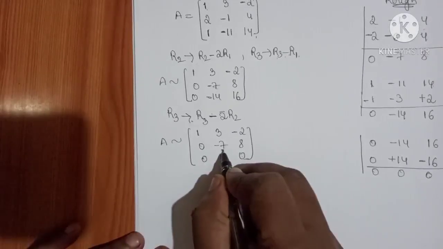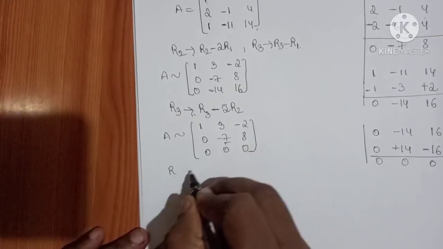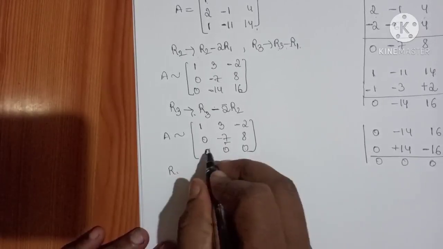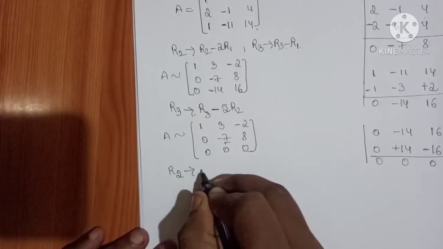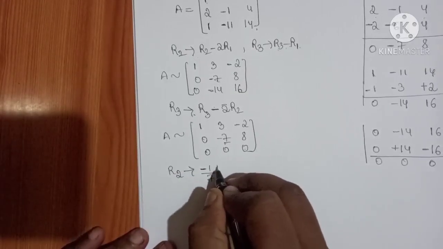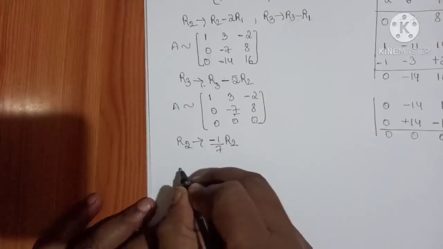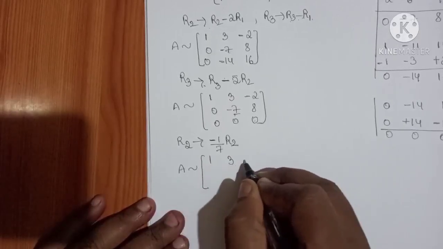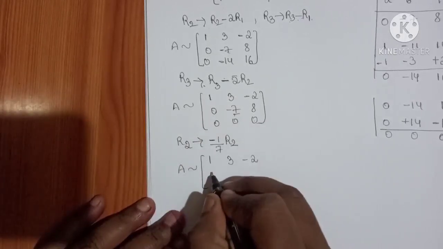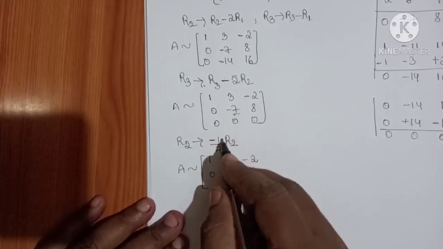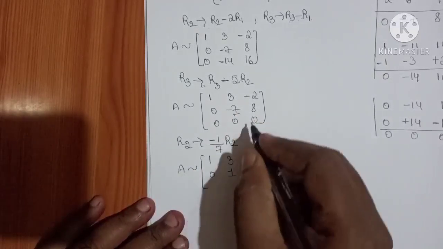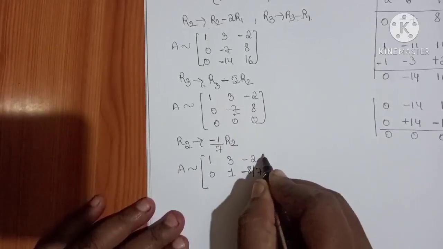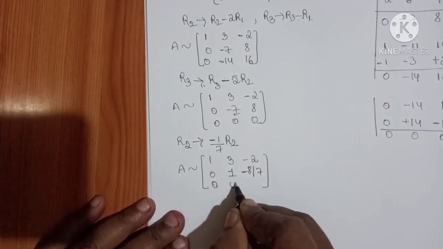Next we make this element plus 1, since this is the leading element, by applying the operation R2 equals minus 1 by 7 into R2. We get A is equivalent to 1, 3, minus 2; 0, minus 7 by minus 7 equals plus 1, and 8 divided by minus 7 equals minus 8 by 7; and 0, 0, 0.